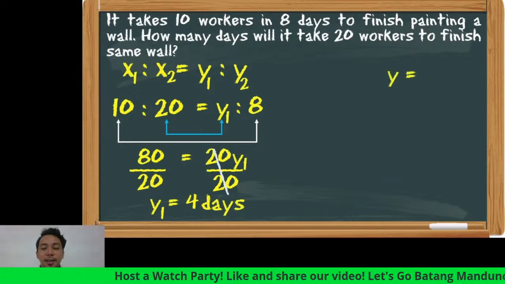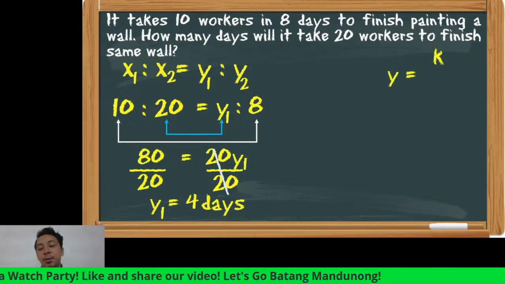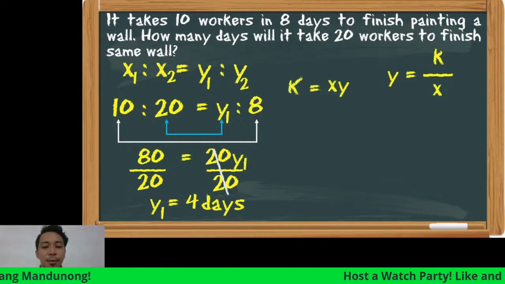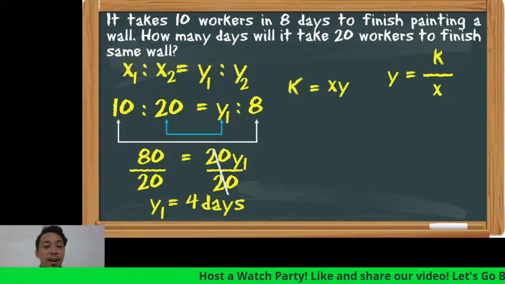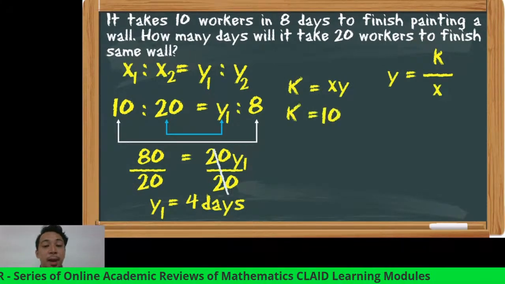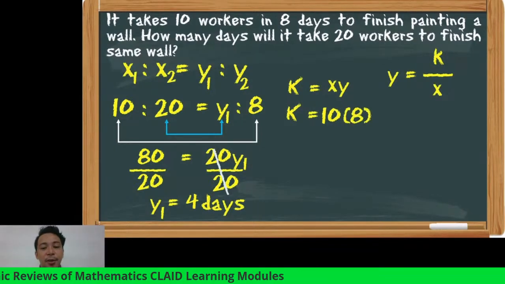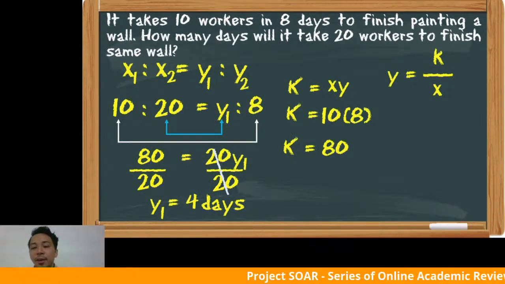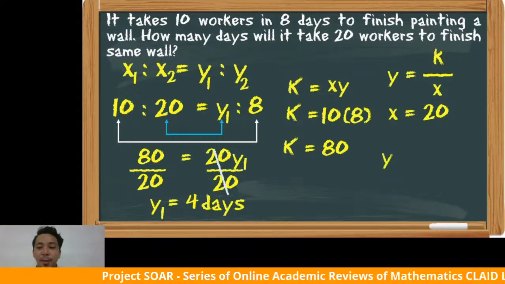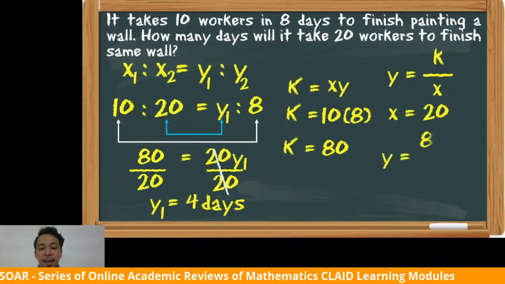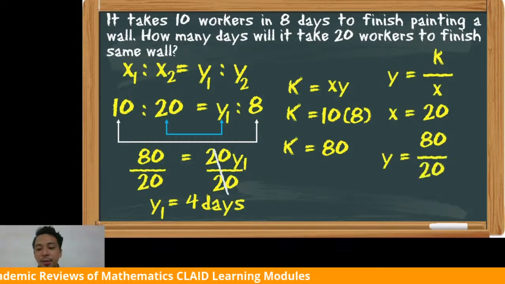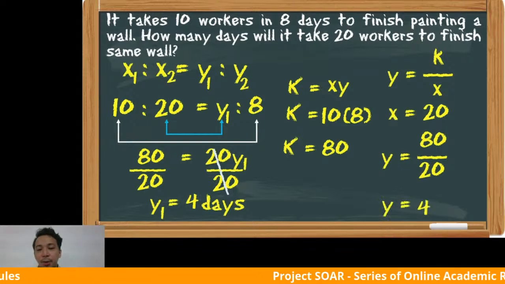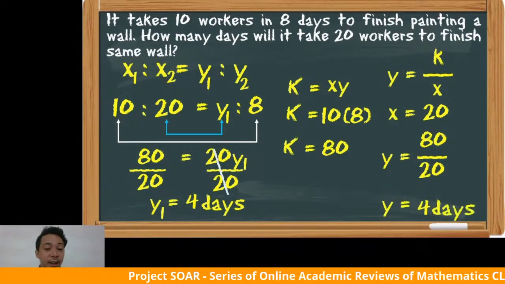Now, using the other equation, which is y equals k over x, let's solve for k first. We'll have now x multiplied by y. And our x is 10 workers multiplied by 8 days. So the rate now, or the constant of proportionality, is 80. So y equals k over x, and x is 20. So we'll have now y equals k, which is 80, over x, which is 20. So we have now 80 divided by 20, we'll have 4. So 20 workers will finish it in 4 days.